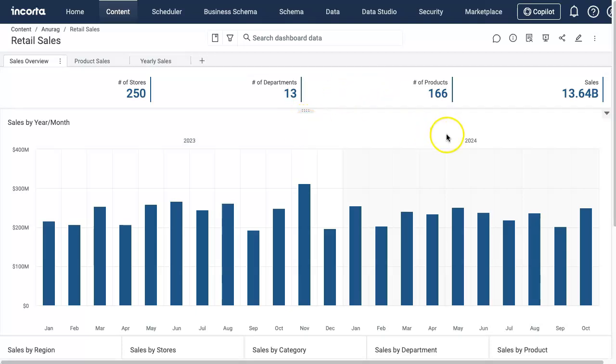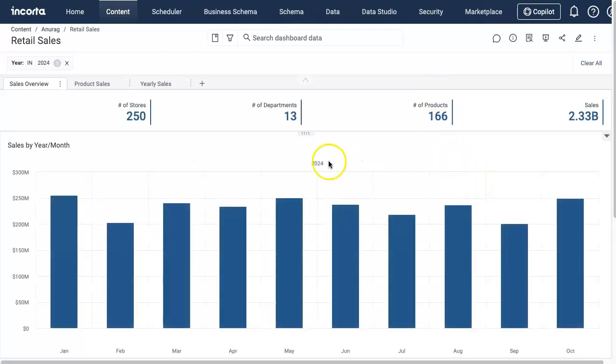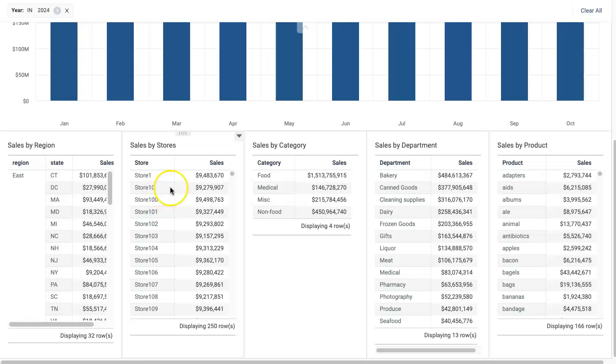For example, if I want to see all the sales transactions for 2024, I can filter it by year, and then I can see sales by stores, and I can sort it ascending or descending. I can see the top stores here.